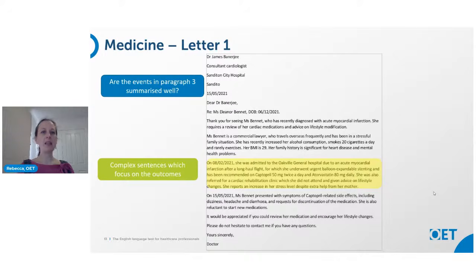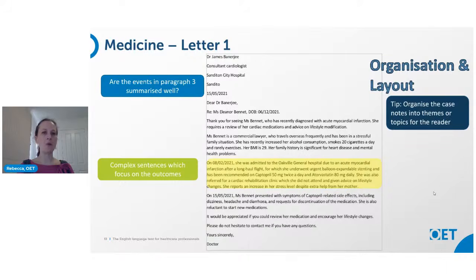There is a little bit of unnecessary detail included about the stress from having her mother stay, but we know that that's now finished. And there are a couple of minor language mistakes, especially recommended instead of prescribed. But overall, this is done well. So my tip here, and this is for organization and layout, is to remember that you need to organize the case notes into themes or topics for the reader. And this can mean selecting case notes from more than one section and combining them together to create a clear picture for the reader.